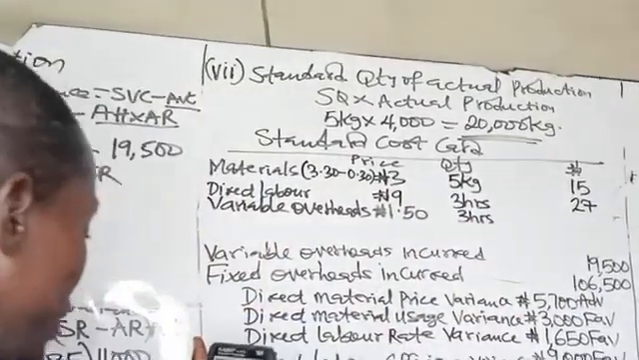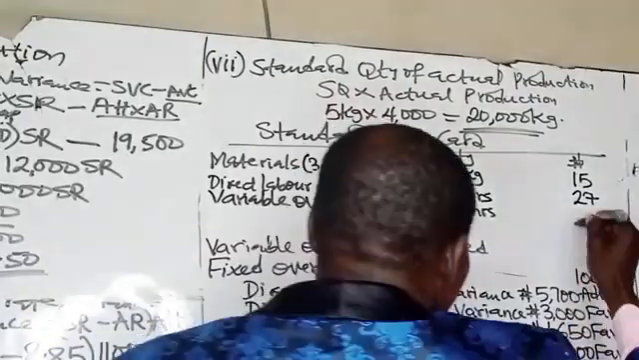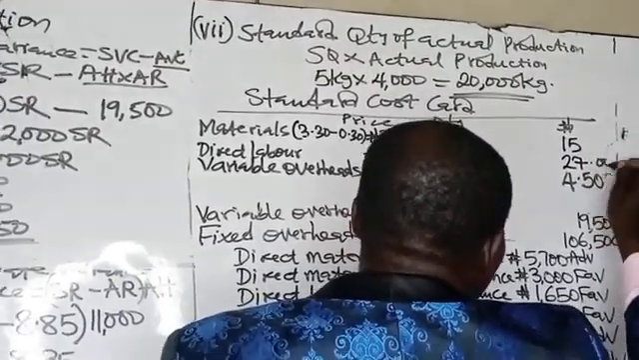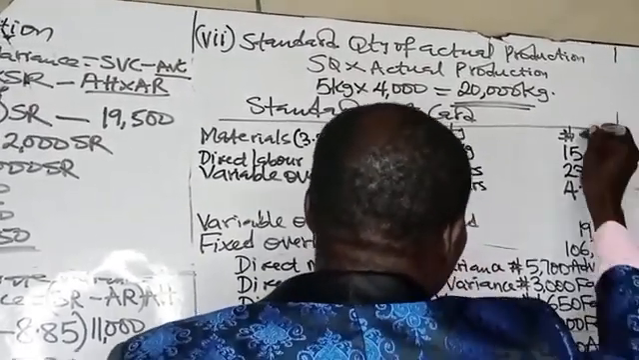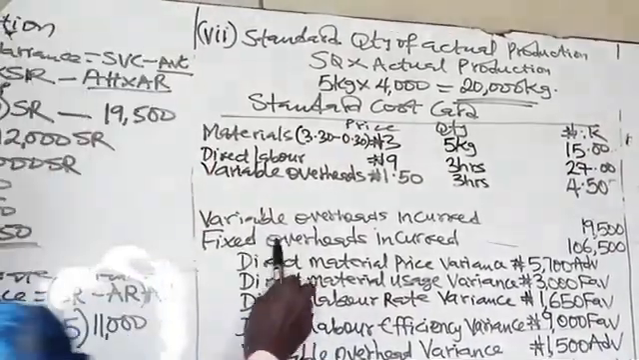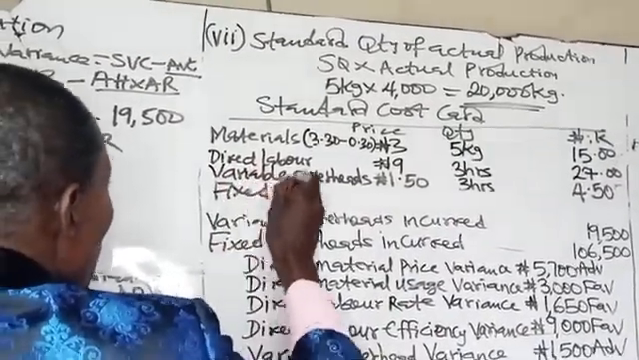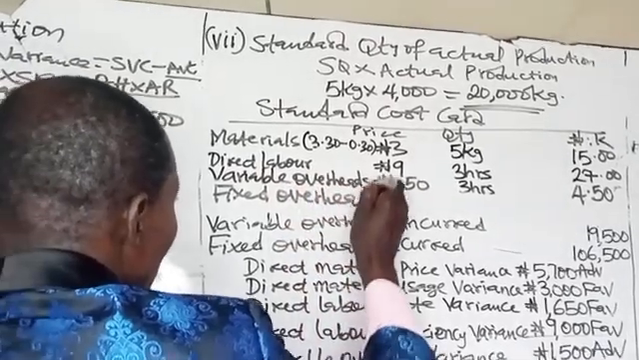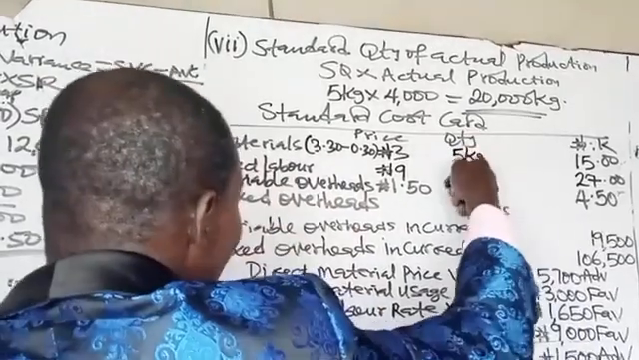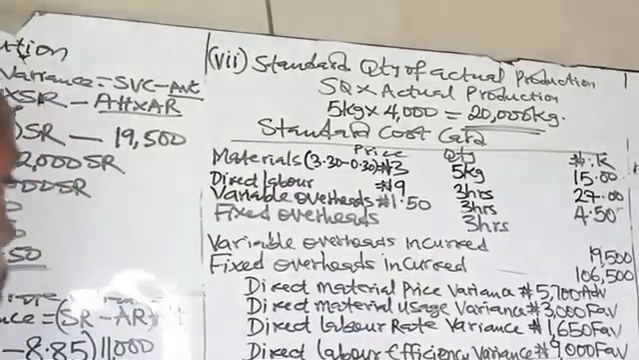Multiply by 3 hours. So we have 4 naira 50 kobo. Then, after variable overheads, we have fixed overheads. Same hours will be used, which is 3 hours. Same hour for labor and overheads. Then we are left with the standard rate per hour.